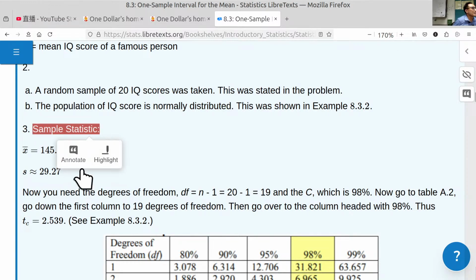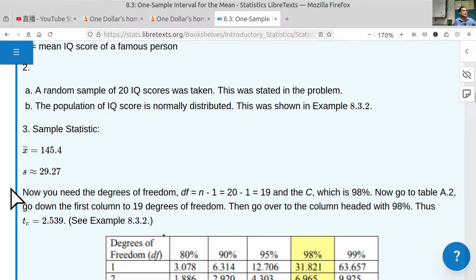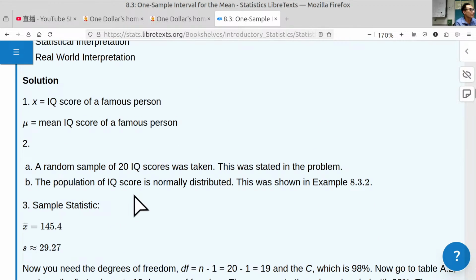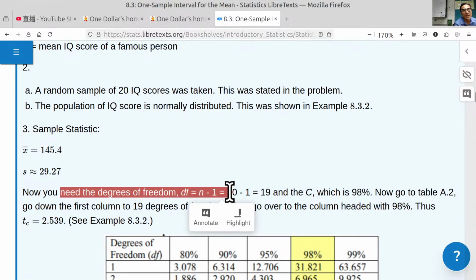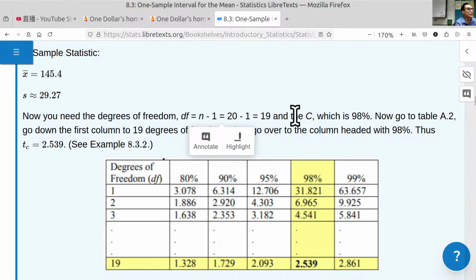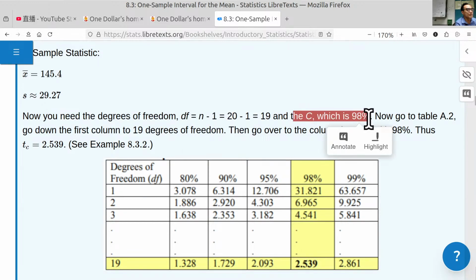Sample statistic here. Try to calculate. We did that last class, so we don't need to do that again unless you want that. The mean is 145.4. The sample standard deviation is 29.27. Okay. Now you need the degrees of freedom. In the similar way, 20 minus 1, that will be 19. And the C, which is 98%.